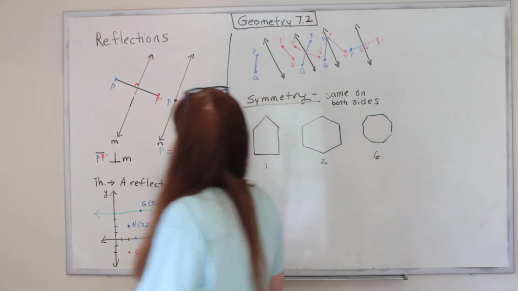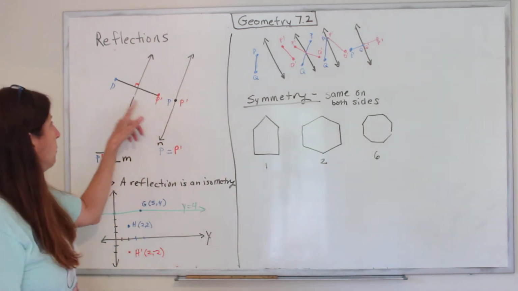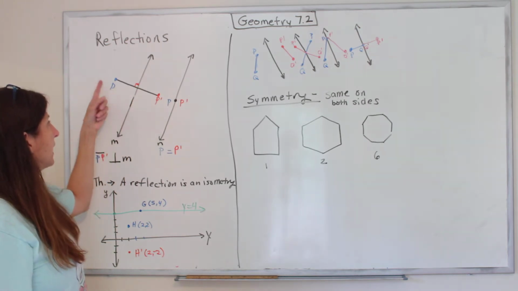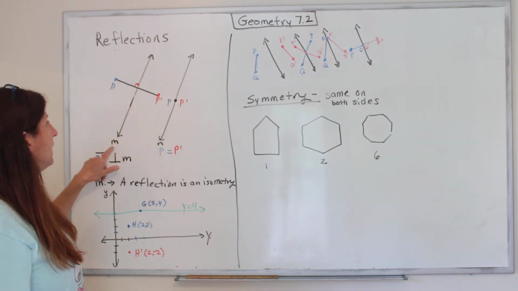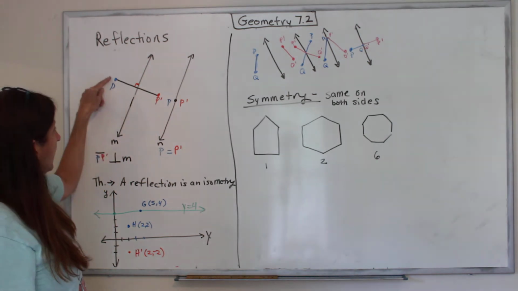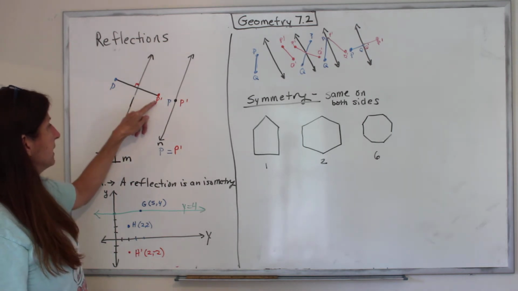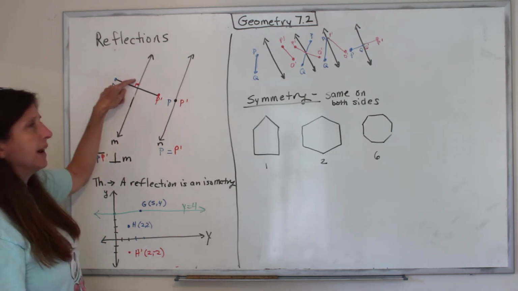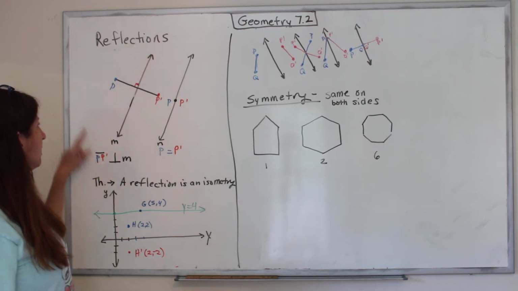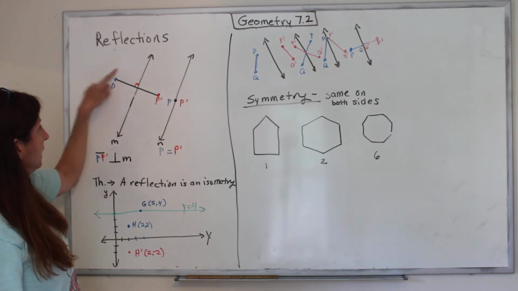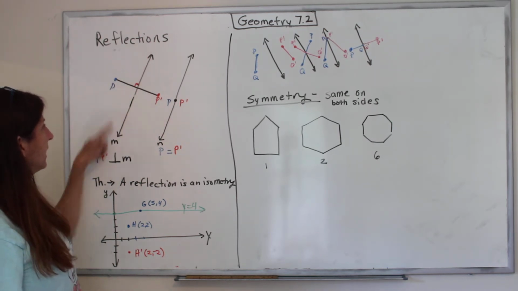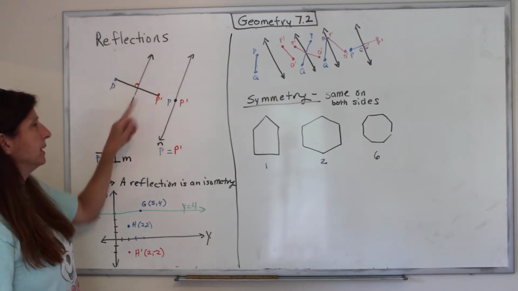All right, so one of the things you can flip is points. I have this point P that is the pre-image, and I can flip it over line M, and there is the image. Now, if you draw a line between the pre-image and the image, it will be at right angles. It will be perpendicular to the line. So line P P prime is perpendicular to line M, this line. So we flipped it over.